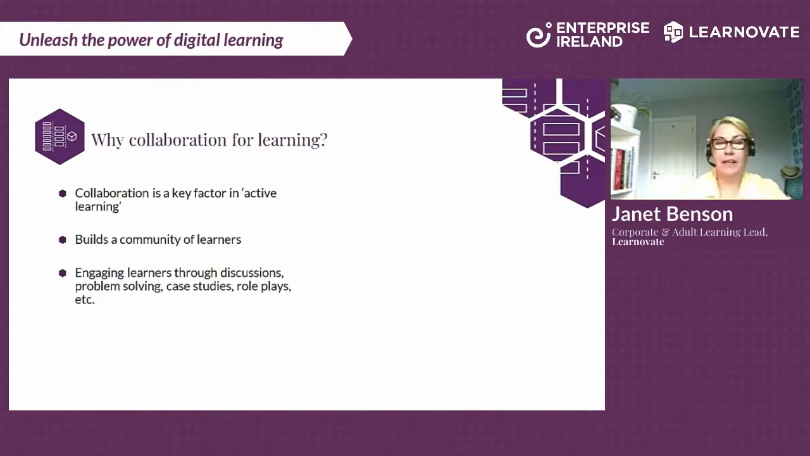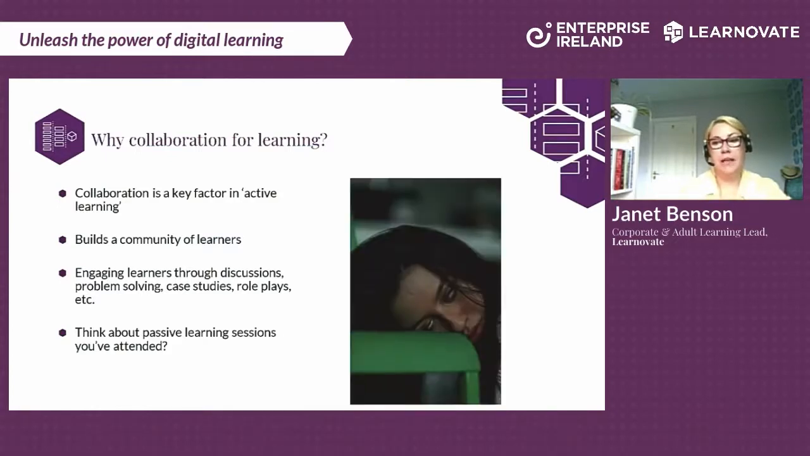I say role plays here. I know myself from working in L&D for a lot of years, a lot of people don't actually like role plays. So again, it's good to find out a bit about your learners before you start to do some of these activities to see if it's something that they're interested in. But the problem solving and case studies are really, really useful to get people engaged and working together. And when I talk about active learning, think about the passive learning sessions you've attended in the past, you probably had this kind of experience. So again, it's very much about being active, getting people involved and not just talking at them.